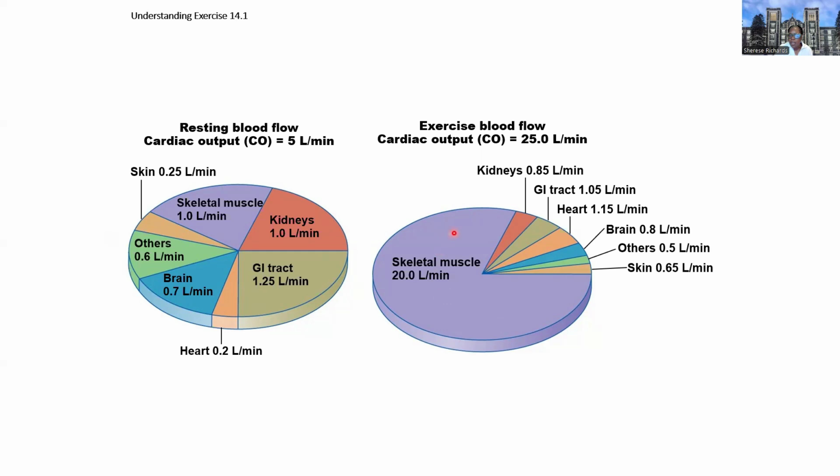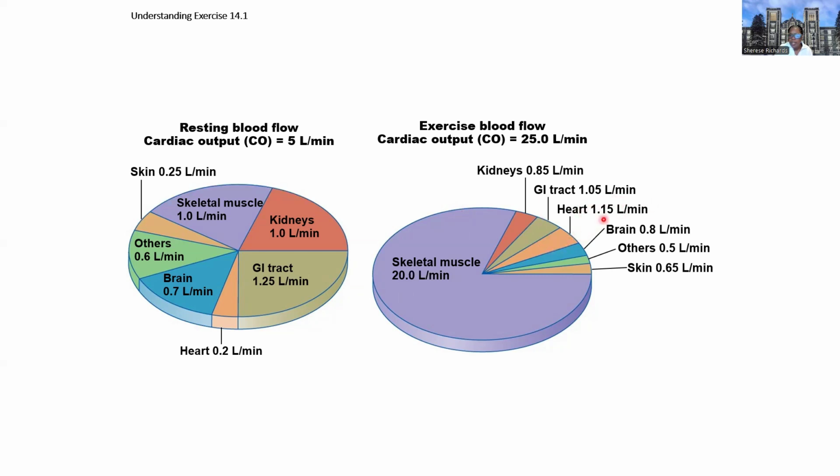And then if we look at what happens during exertion, during physical activity, during times of stress as well, so maybe not physical exertion, but stressful states, anxiety-provoking states, that shunts more blood, more cardiac output to your skeletal muscle. And in a very large proportion, so about 20 liters per minute towards your skeletal muscle. You're going to have a significant chunk go to your heart. So your heart bumps up to about 1.15 liters per minute.